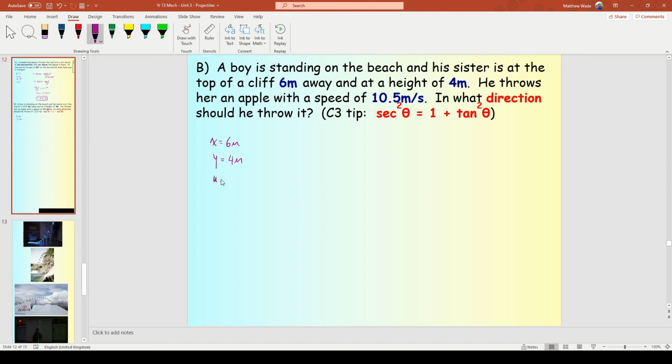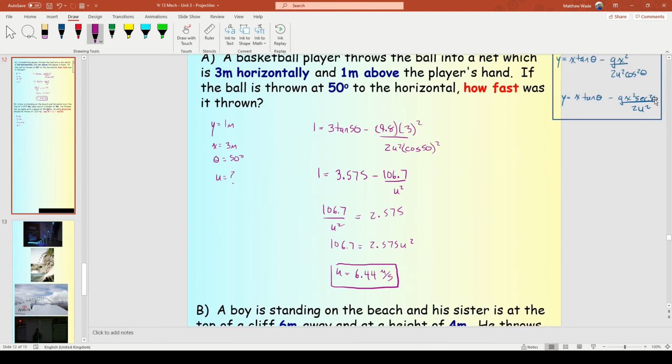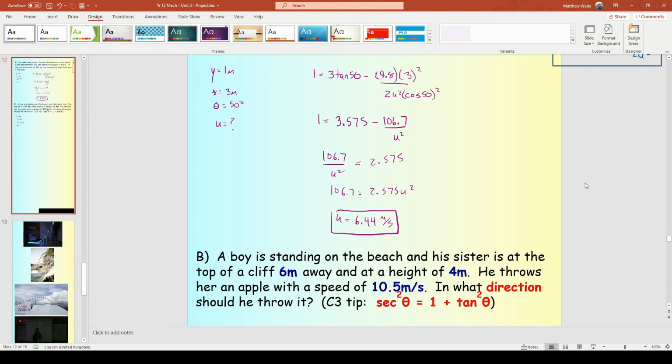We're given that u is 10.5 meters per second, and in what direction should he throw it? Now that's theta. That's what we're after. Now we know that it's the bottommost equation of trajectory which is going to be better to use, because all of the trig is on the top. So it'll just avoid some awkward rearranging. So it's good to use the bottom one, so let's use that.